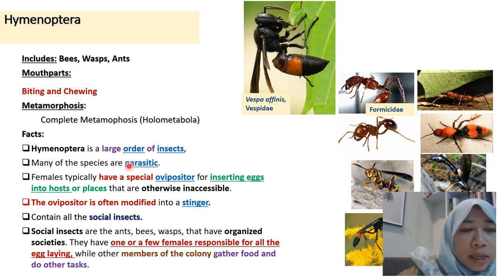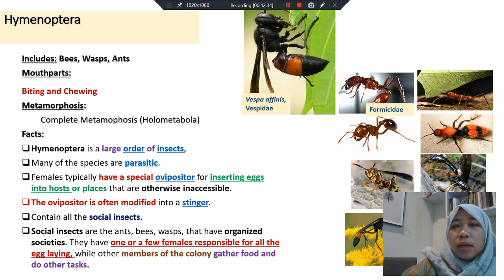Many of these are parasitic. Females typically have an ovipositor. Yeah, ovipositor is for laying eggs or inserting eggs into the host. And then the ovipositor is often modified into a stinger, penyengat ya. The location of the ovipositor is in here. So many ovipositors are modified into stingers. So if they are threatened by others, they will sting that animal or human. Contain all social insects. Social insects are insects that live together, and there are some castes, yeah. Or what is caste in English? Okay, yeah.